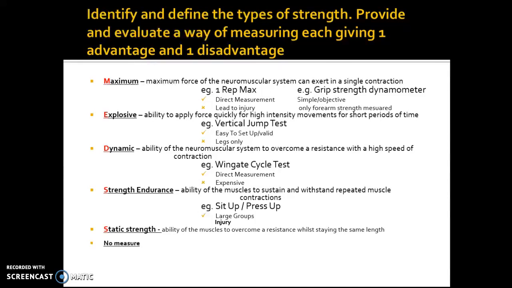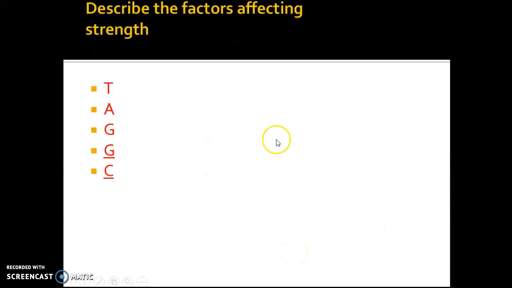Your job, you need to think of 3 areas covered here. You've got definitions of each type. On top of that, you've got a test, and you've got to be able to evaluate those tests. So make sure you feel confident with that. Look back at the specification. See how you feel. Going on then, factors affecting strength.